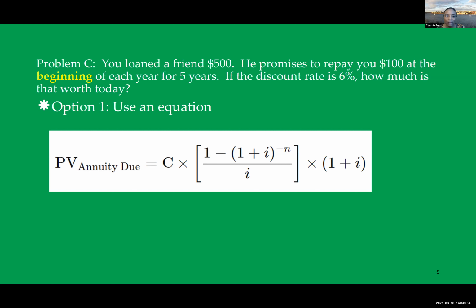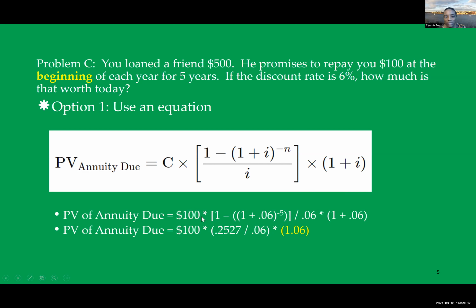Okay. So we're going to find the present value of receiving $100 a year at the beginning of each year for 5 years. Let's take a look. I just plug in what I know. $100. Everywhere I see the interest rate, I put 6%, right? So 6% here. I divide all this stuff by 6%, and then this last term, I put 6%. My N is 5 years because it's a 5-year period that he's going to repay me, and notice it's negative.